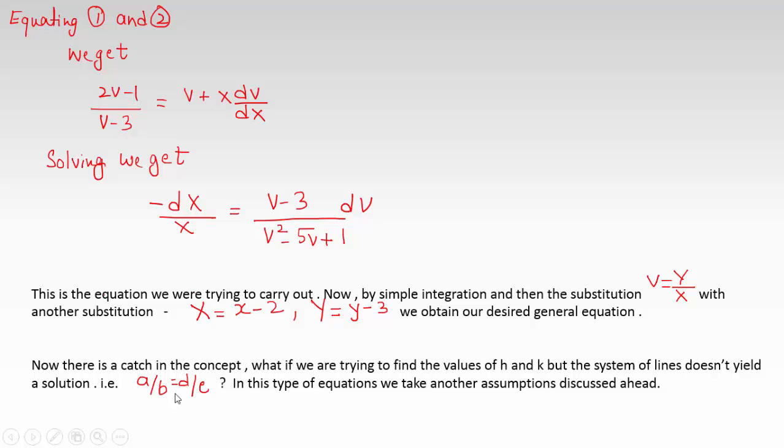When we put this in the equation we have just solved, you cannot find a particular equation, because all h and k will get cancelled. So in this type of equations, or in this type of questions, you have to make another assumption which can be proved useful in solving these kinds of equations. So let's find out what it is.